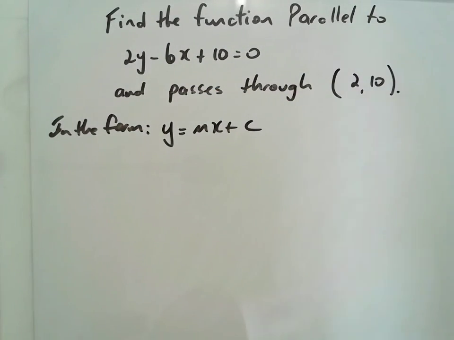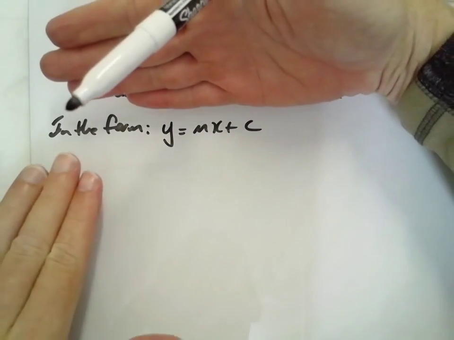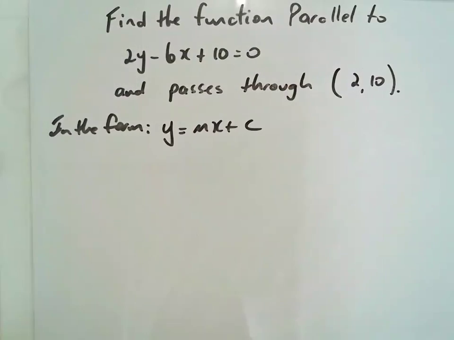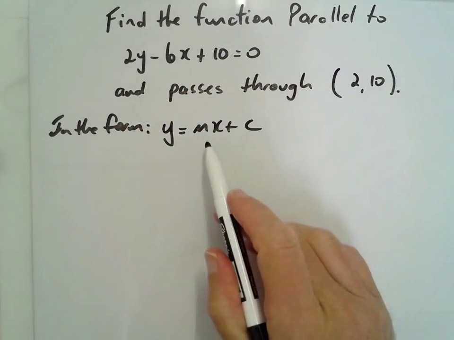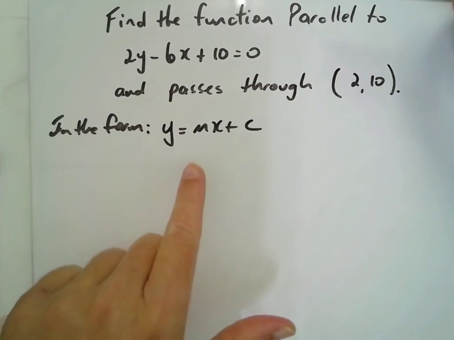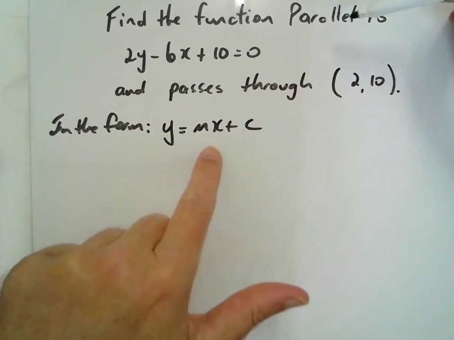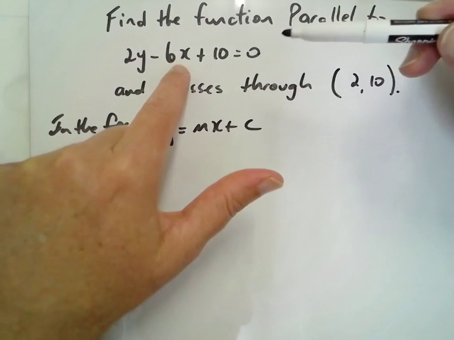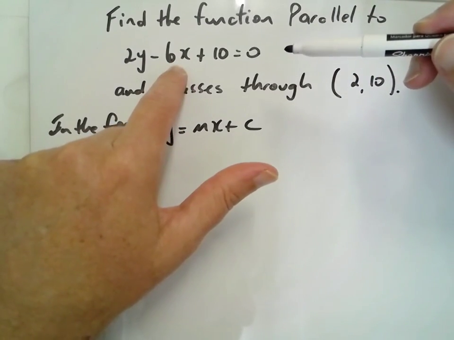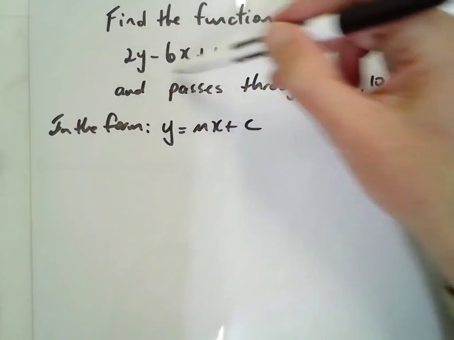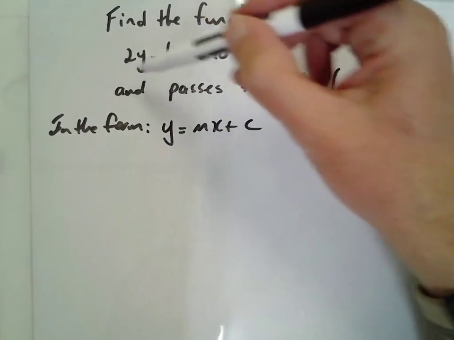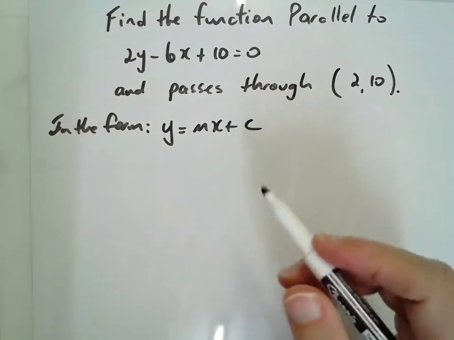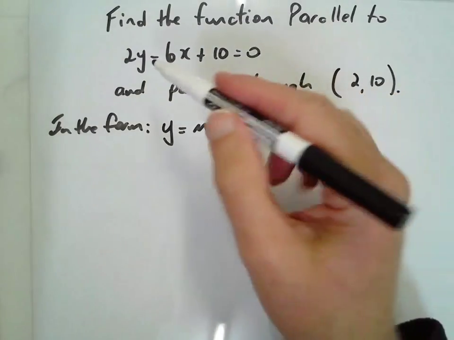What that does is that establishes what our answer should look like. So all we need to do is get our head around it. We only need to find m and c. We always find m first because that's usually the easiest. And we're given that this function here is parallel to this function here. So what's the gradient of this function? We need to get this function in the form y equals mx plus c, and that will determine our m because our m's will be the same. Parallel means the same gradient.